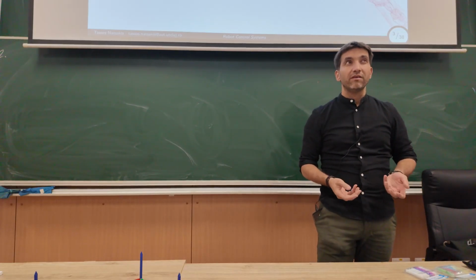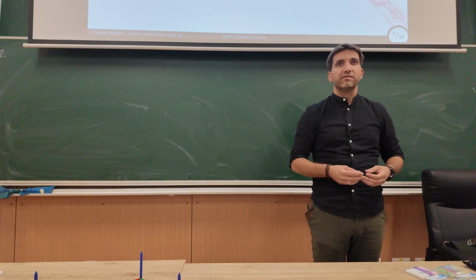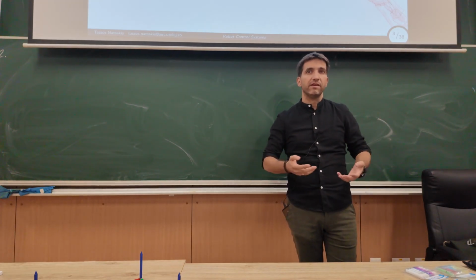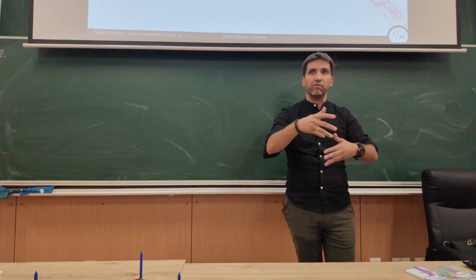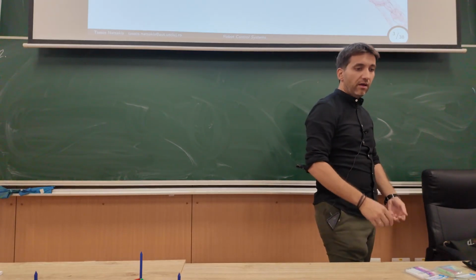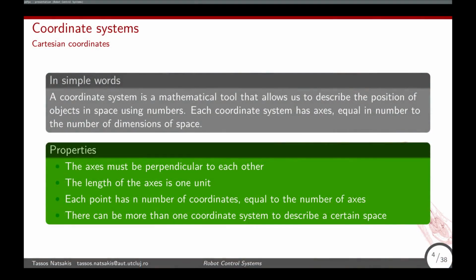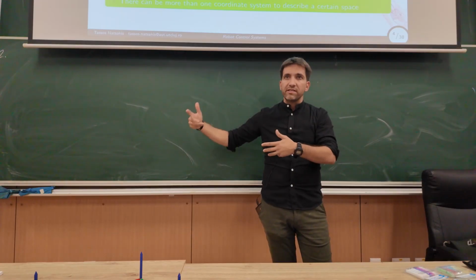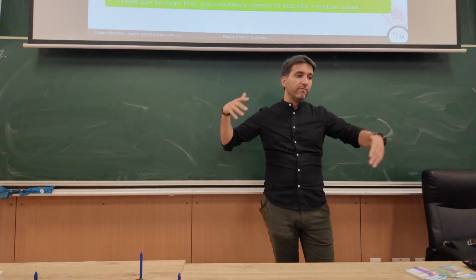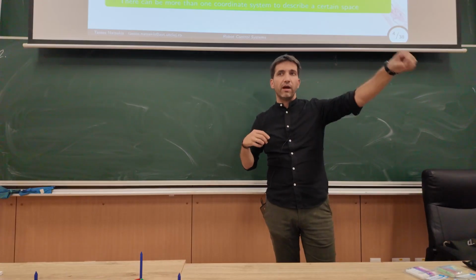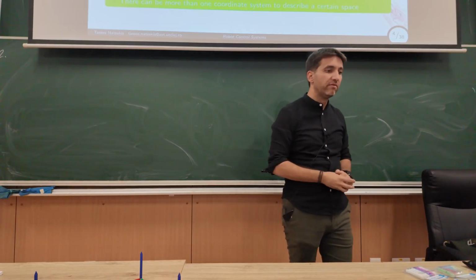Okay. So when we say a reference, it's the entity, let's say, that we use to describe the position of points. So it's basically a tool. Let's call it a mathematical tool or geometrical tool that allows us to describe the position of points or objects in space using numbers, right? So it's the inverse of what you were saying. We have points in space and we use a coordinate system or coordinate frame to describe that position with reference to something.